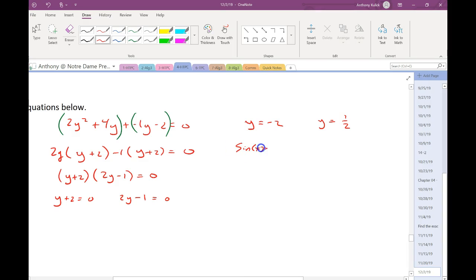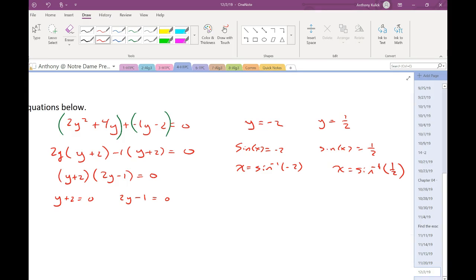So remember that y is equal to sine x. So x is the sine inverse of negative 2. And here x is the sine inverse of 1/2. So I'll go to my unit circle and I'll look for the place where sine is equal to negative 2. It's not on my unit circle. Well, maybe it's just the value I have to use my calculator to take care of. Nope, it's not. Because what's the domain for sine inverse?